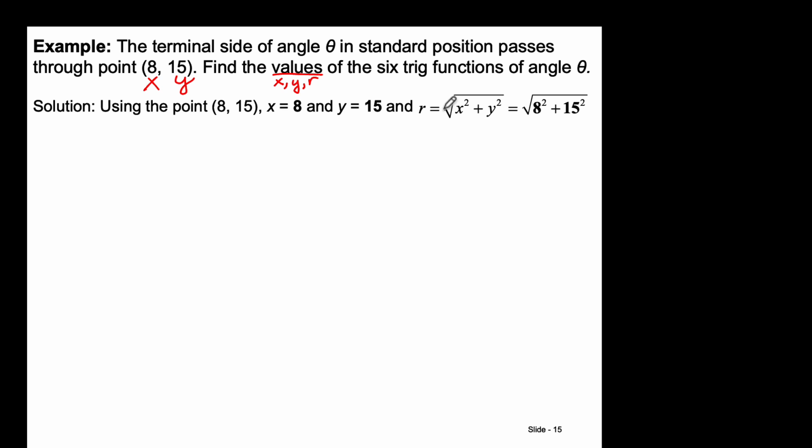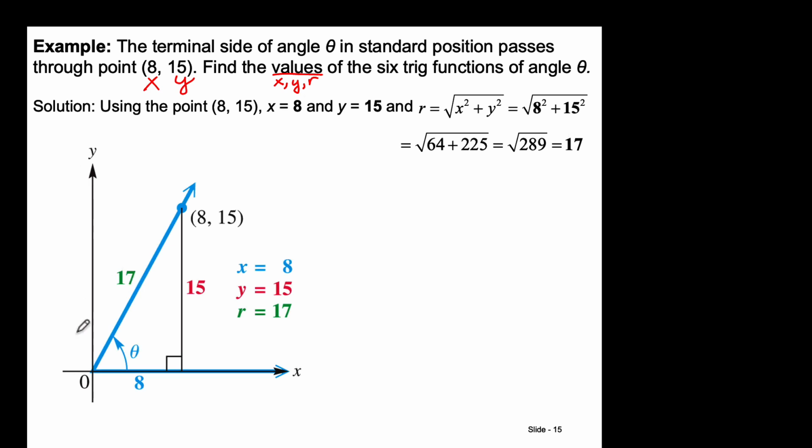We know that it's equivalent to the square root of x squared plus y squared. So we plug in 8 for x, 15 for y. Do our squaring first, then the addition, then square root 289, and we find that r equals 17. So we actually ended up with a Pythagorean triple.